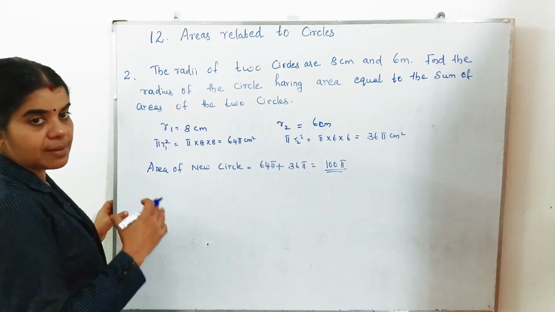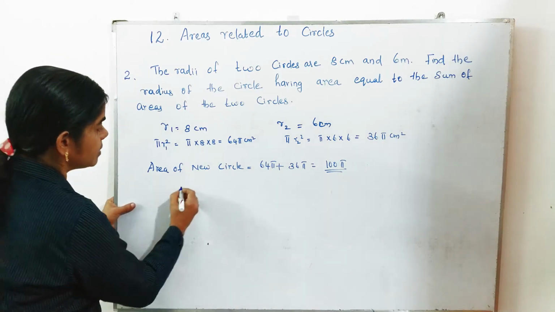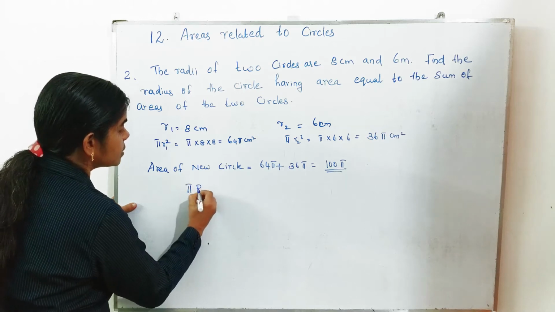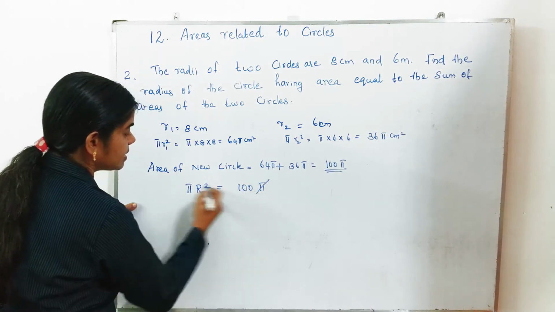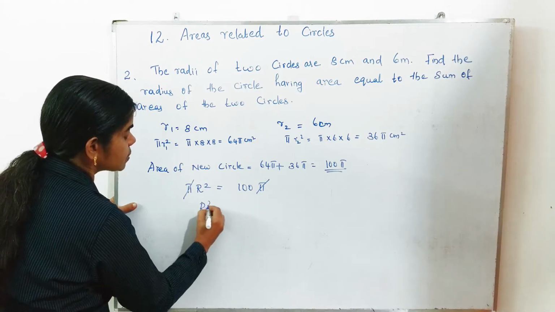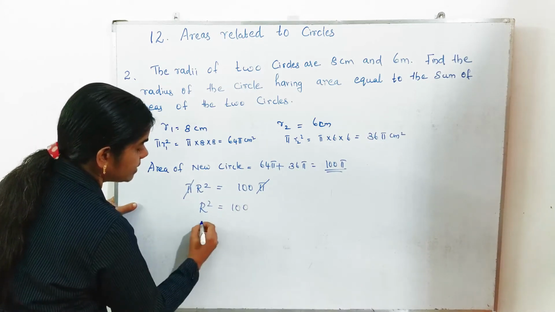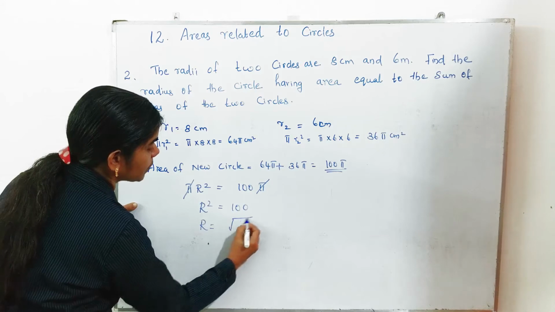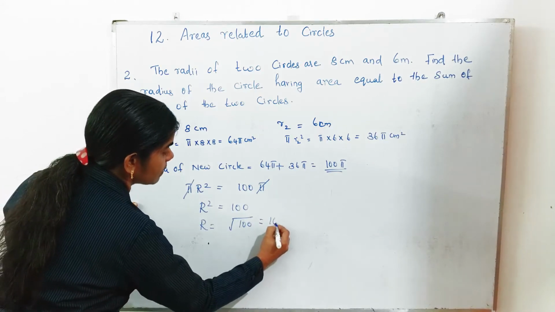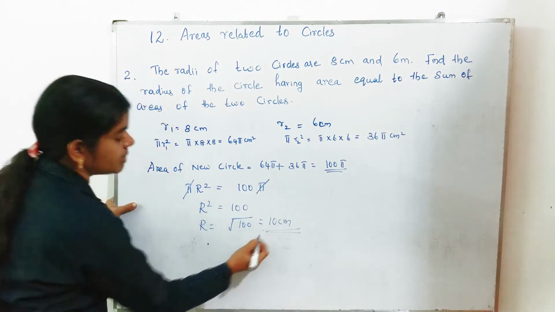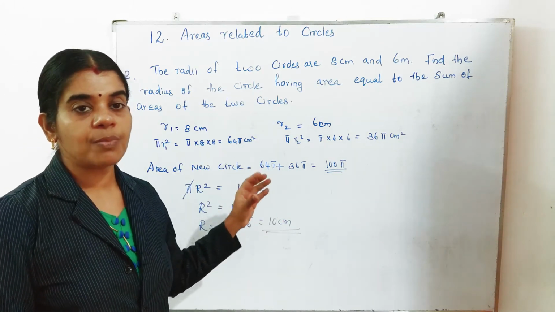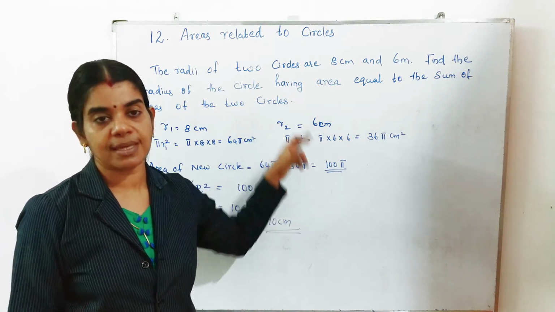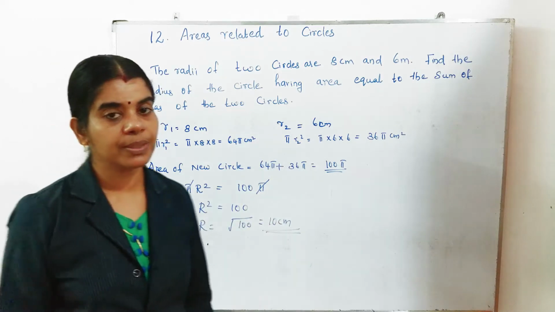So pi r square is equal to 100 pi. We can cut this pi and pi. R square is equal to 100. So R is equal to root of 100, that is equal to 10 centimeter, the radius of the new circle having the sum of the areas of the given two circles. So R is equal to 10 centimeter.